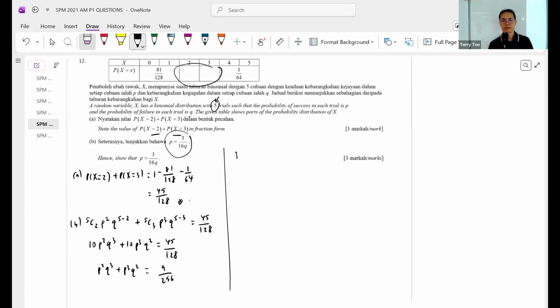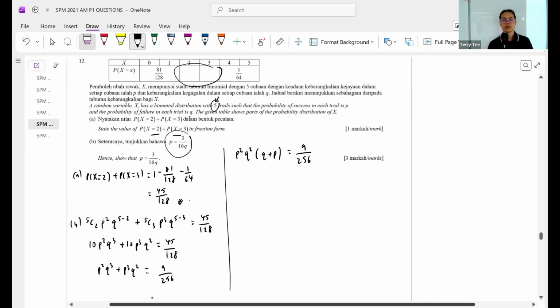You can take out p square. Q power 3, q power 2. You can take out q power 2. So the first one is going to give us q. Second one is going to give us p. The result is 9 over 256. Why do I factorize? Because I know p plus q is what, everybody? P is probability of success, q is probability of failure. Total probability is always 1. So your p squared q squared bracket 1 is 9 over 256.